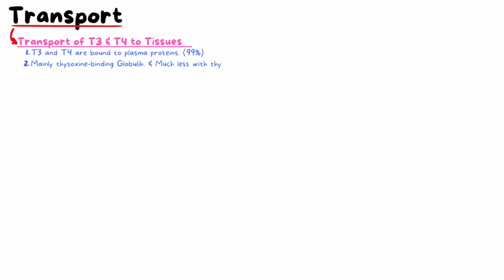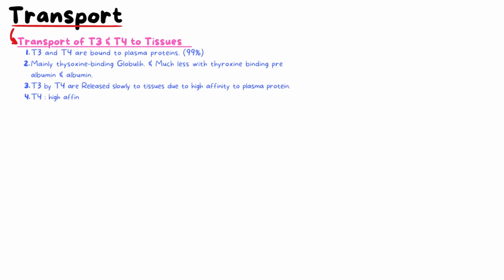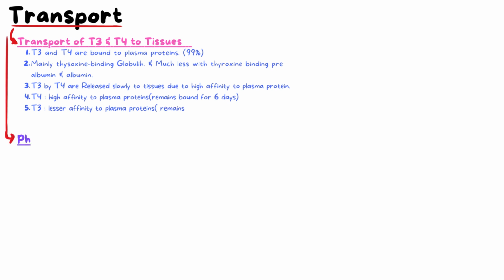T3 and T4 have a high affinity for plasma proteins, so they're slowly released into the tissues. T4, however, has a higher affinity compared to T3. T4 has a higher affinity to plasma proteins, hence it is released in 6 days. However, T3 has a lower affinity, so it is released earlier, in 1 day. They both, however, have a slow onset and duration of action.